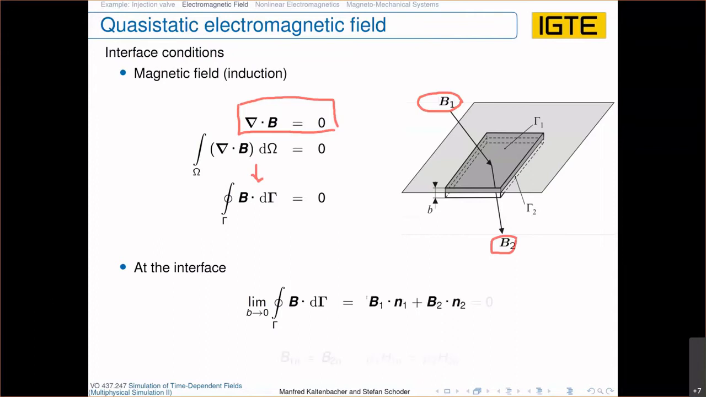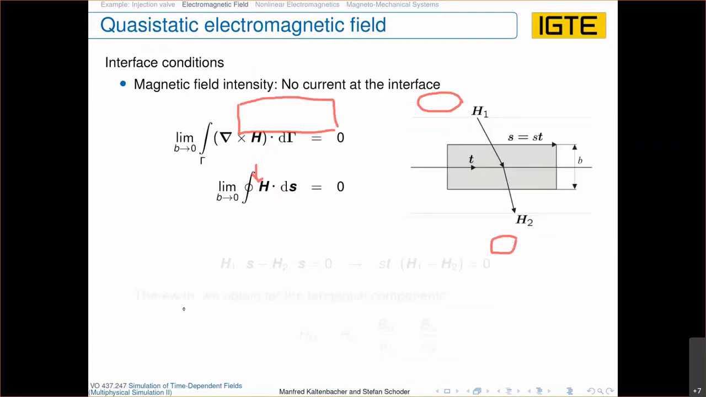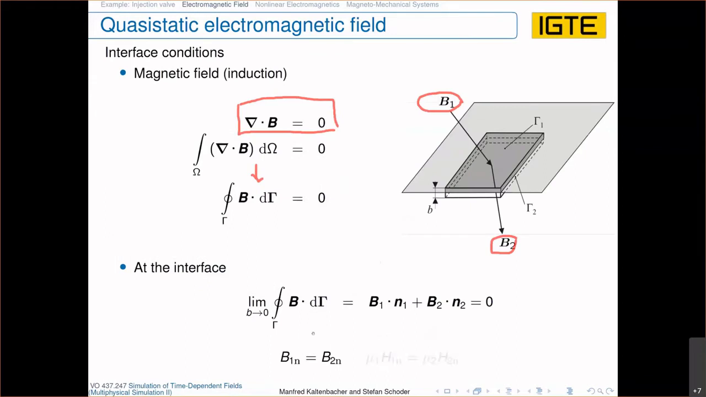We have already divided here by the cross section or surface gamma 1, and so we see that the difference of the normal components has to be equal to 0, which means that the normal component of the magnetic flux density is continuous. However, according to our constitutive law between B and H, we clearly see that when we have two different materials, the normal component of H immediately at the interface jumps according to the ratio of the permeabilities.